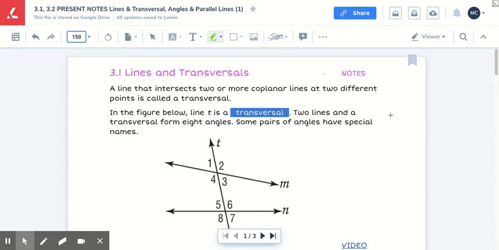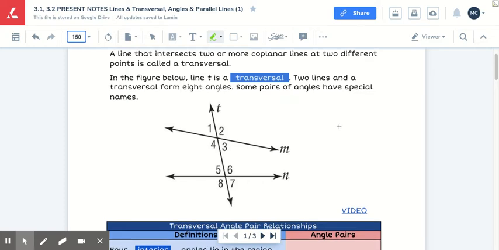Today we're looking at lines and transversals. A transversal is a line that intersects two or more coplanar lines at two different points. In the figure below, line T is a transversal. The two lines and a transversal form 8 angles.